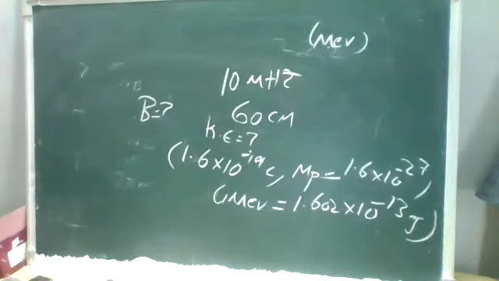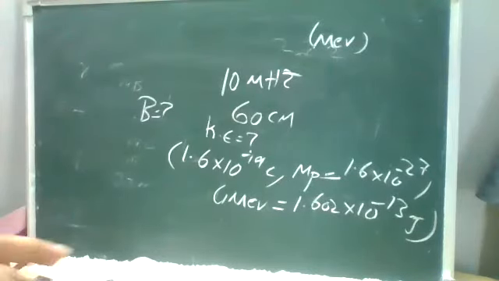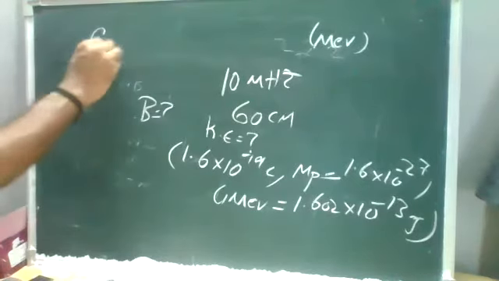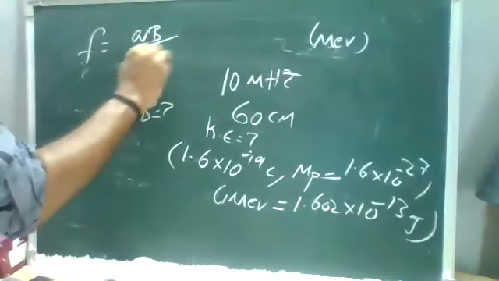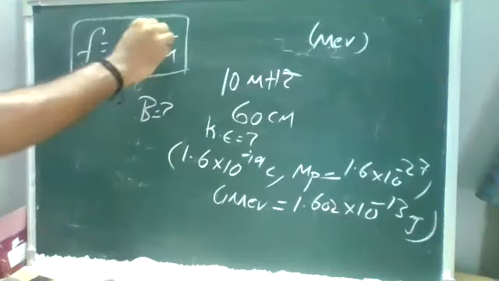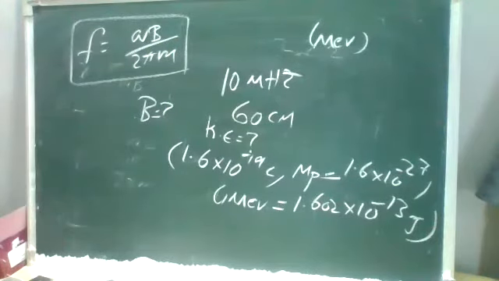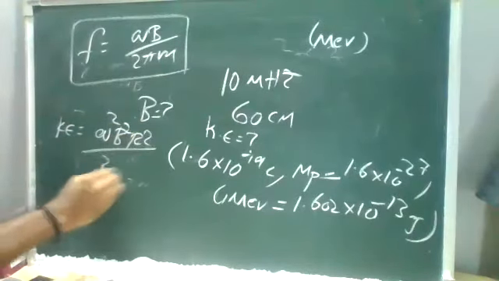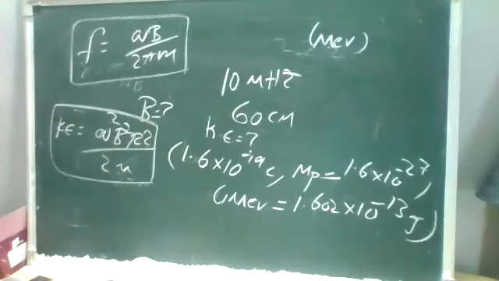First, find the magnetic field. Remember, to find the magnetic field, they have given the frequency instead of the time period. So just take the frequency relation: f is equal to qB by 2 pi m. From this relation, try to find the magnetic field. And for kinetic energy, the relation is q square B square r square by 2m. Try to find it.